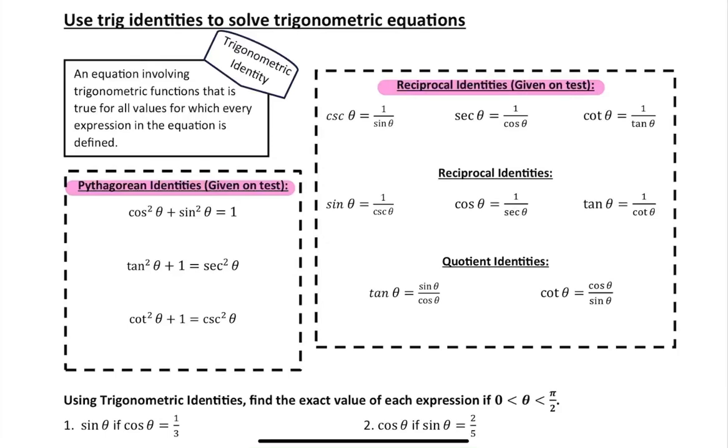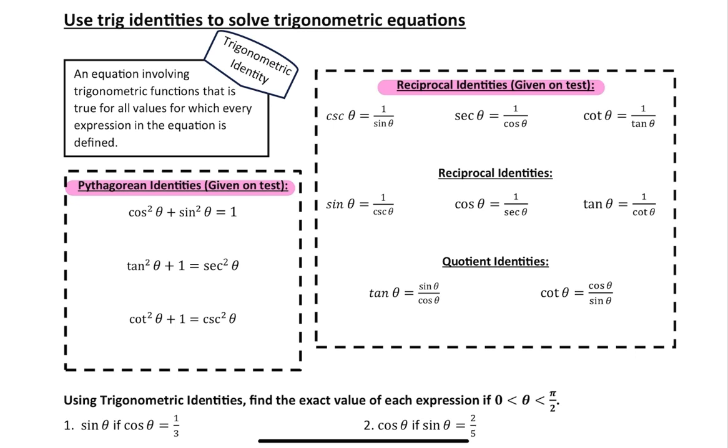We can use trig identities to solve trigonometric equations. A trig identity is just an equation that has trig functions, and it's true for all values where those expressions are defined. Now, we've actually seen examples of trig identities before this.